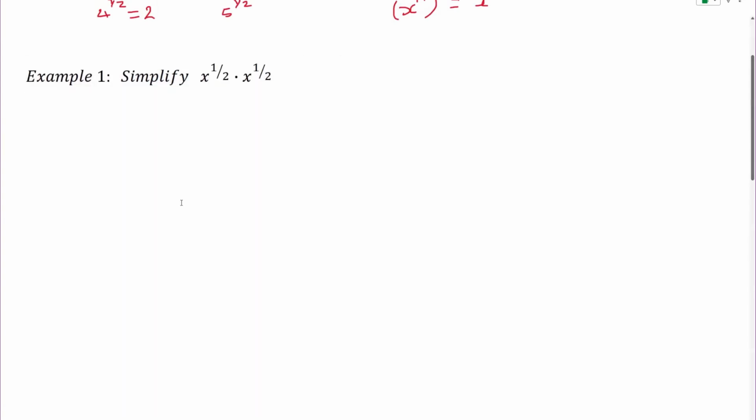Well, here we just use the rule of exponents. We are multiplying and the bases are the same, x and x. So that's the same base. You're being asked to multiply them, right? So x to the 1/2 times x to the 1/2 is equal to x to the 1/2 plus 1/2, right? When you multiply, you add the exponents. And we know that 1/2 plus 1/2 is 2/2, so x to the 2/2, which equals x to the 1 power, right? So the answer to this is just x.